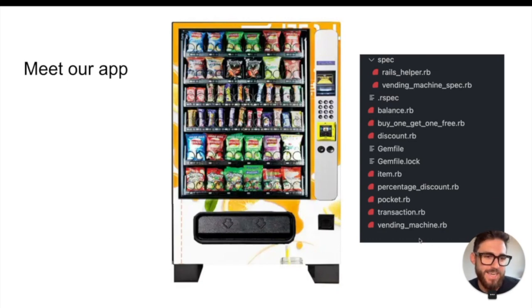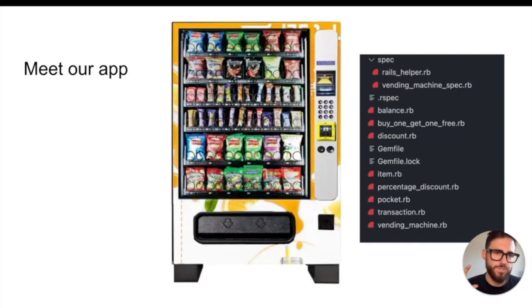So you see in the bottom, we have the vending machine class itself. This is the class that does all of the heavy lifting. We've got the transaction, which is where the guts of the transaction lives. We have the pocket, which represents the customer in this transaction. We have the percentage discount class, which is a part of a strategy pattern. You have the item, which represents the product on the shelf.